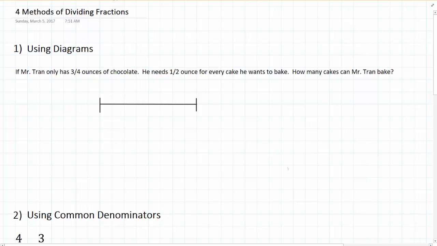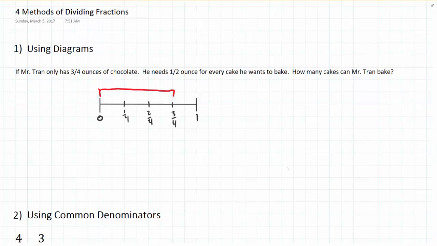We have a number line down there already. Let's go ahead and label this. This is going to be 0. This would be 1/4, 2/4, and 3/4, and this is 1 whole. Well, we only have 3/4 ounces, so pretty much from here to here we have 3/4 ounces.